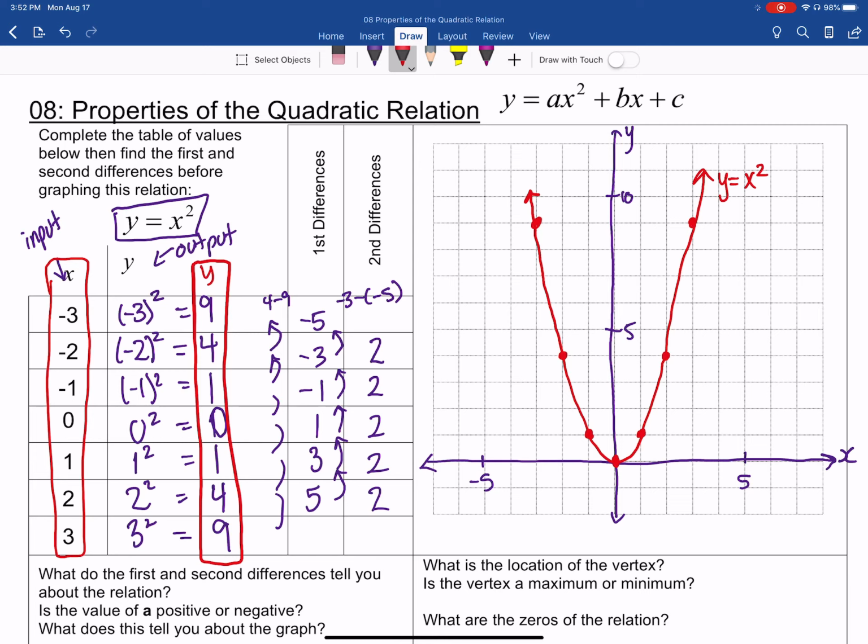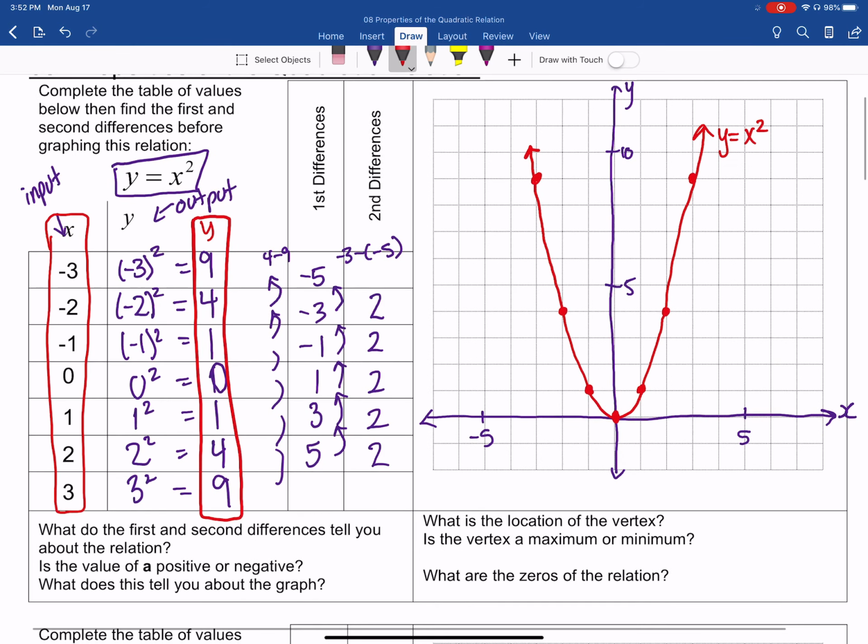So looking at our table of values and our graph, let's answer some of these questions below. First one, what do the first and second differences tell you about the relation? Well, if the second differences are all equal, it is quadratic.